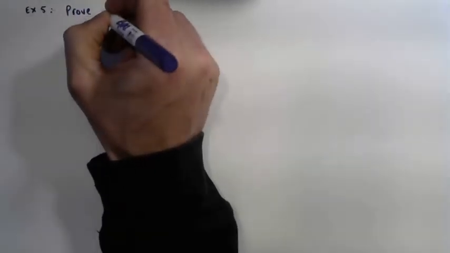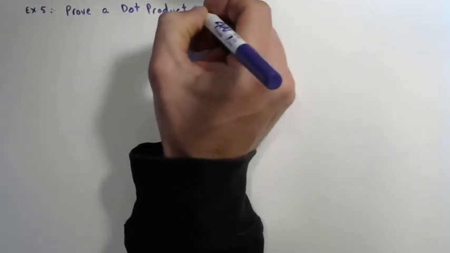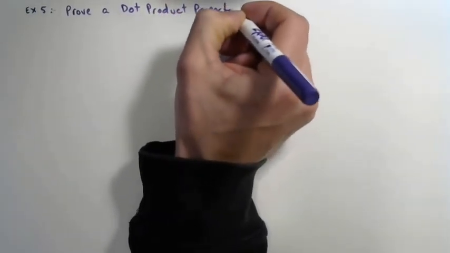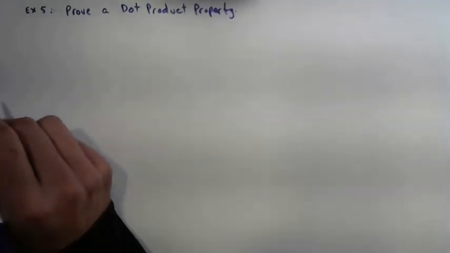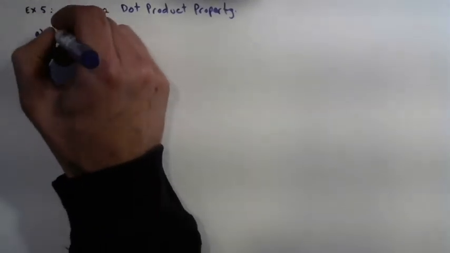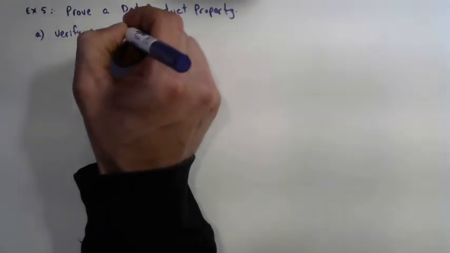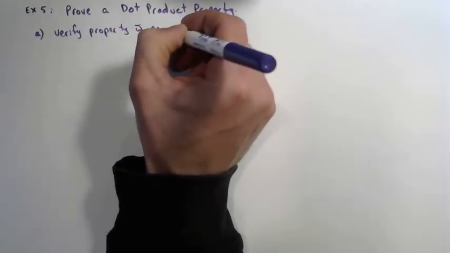Example 5 asks us to use our amazing vector dot product skills and prove a dot product property. And we're going to do it two different ways. One of them is going to be a legitimate proof, and one of them is just going to be an example to verify. So this is: verify the property with an example.